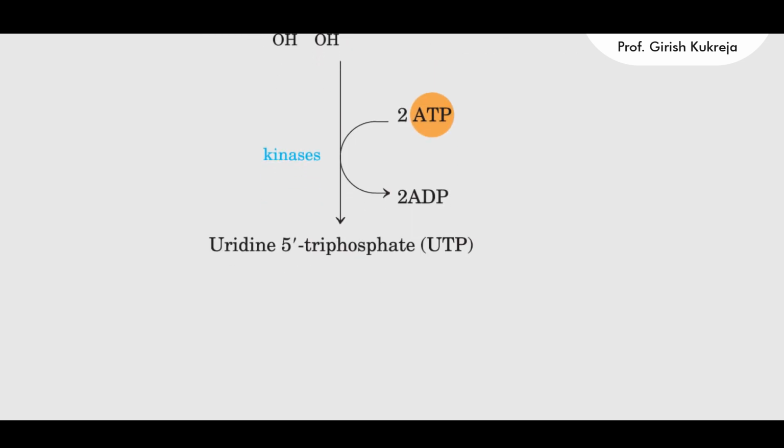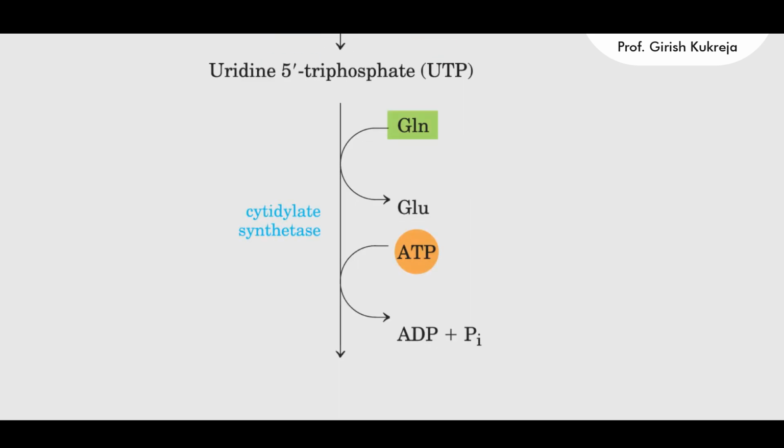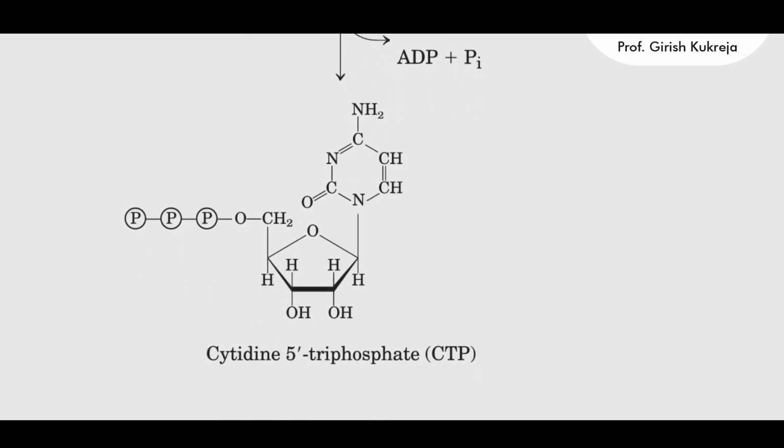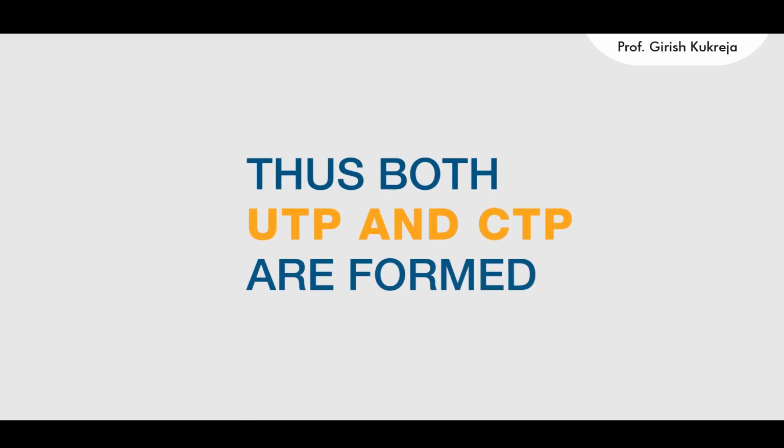For the synthesis of CTP, the cytidylate synthetase, with the hydrolysis of ATP and the nitrogen from glutamine, forms CTP. In many species, the cytidylate synthase can use NH4+ directly as the source of nitrogen. Thus both UTP and CTP are formed.